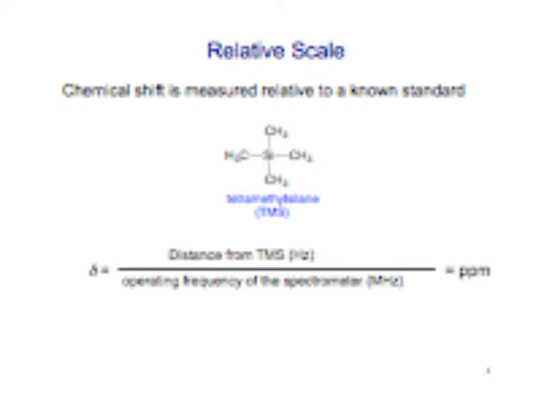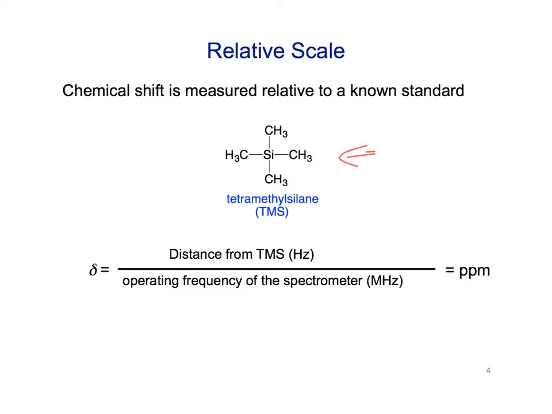So what we do is we basically normalize the scale, and we compare the frequency in hertz to a standard, and the standard is this one right here. This is called tetramethylsilane, or TMS. And this is defined as having a chemical shift of 0.0, we do it in parts per million. So when we calculate a chemical shift, we use what's called the delta scale.